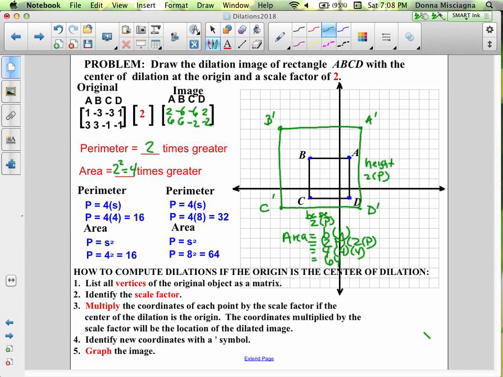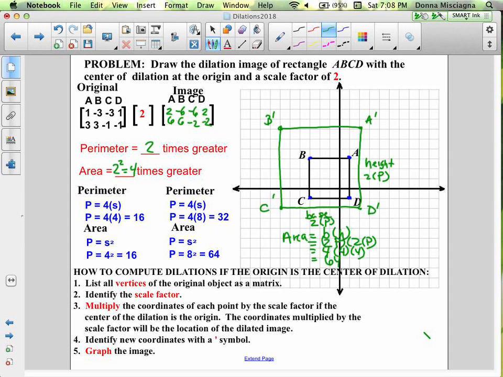So the perimeter of our image is going to be twice as much. Right now the sides are all 8, right? So each one of those sides is 8, and there's 4 of them. So now the perimeter is 32. But 8 squared now gives us 64, 4 times as large.